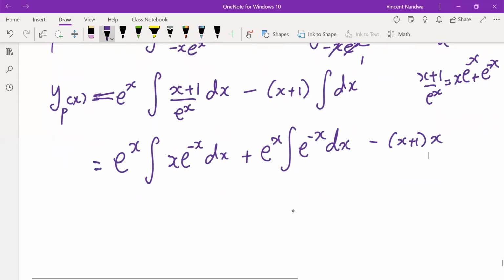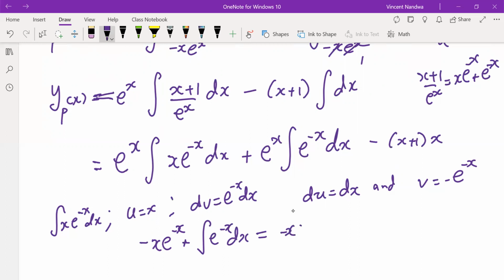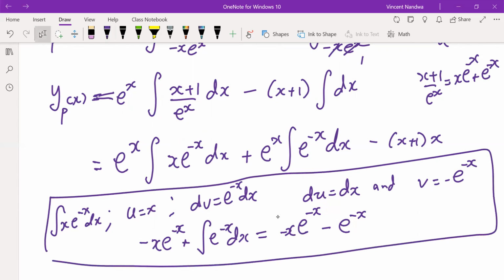So here, using integration by parts, let u be x, and then dv be e raised power negative x dx. So du will be dx, and v, integrating this one, we get negative e raised power negative x. So uv will be negative x e raised power minus x minus integral of v du. So this is plus now e raised power minus x dx, which is negative x e raised power minus x minus e raised power minus x. So this was helping us to find the solution to this part.